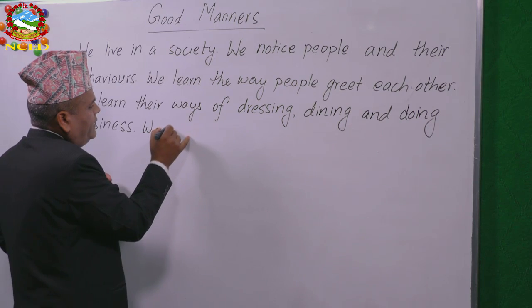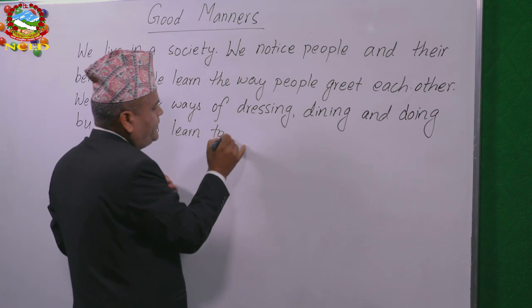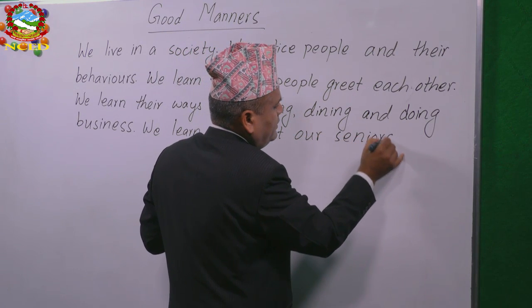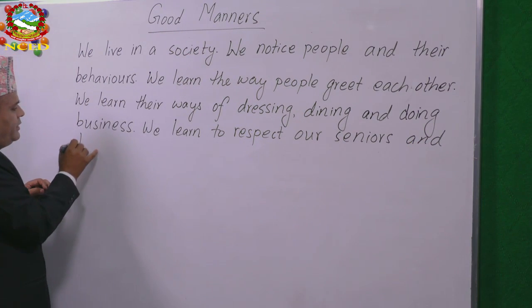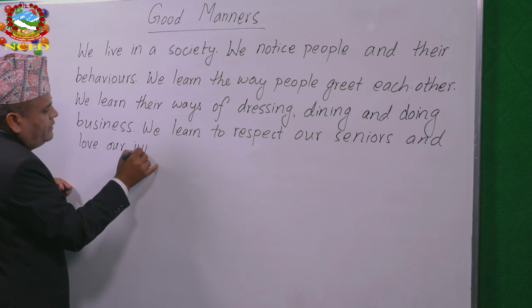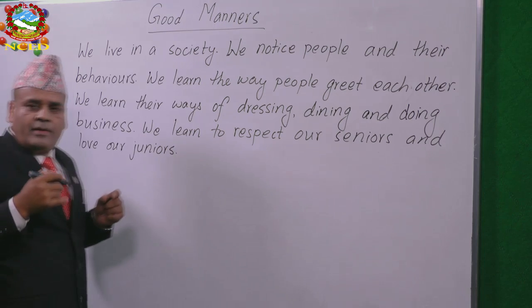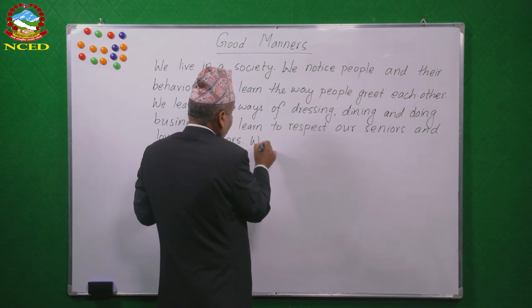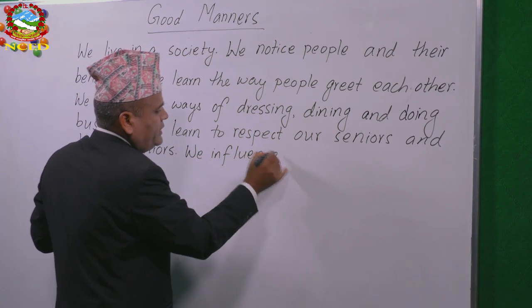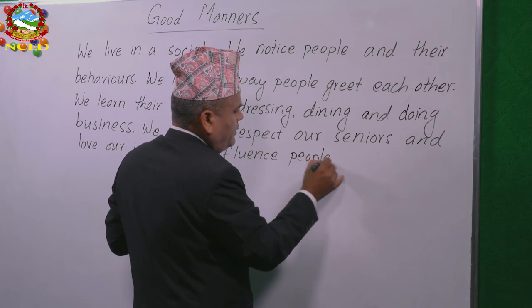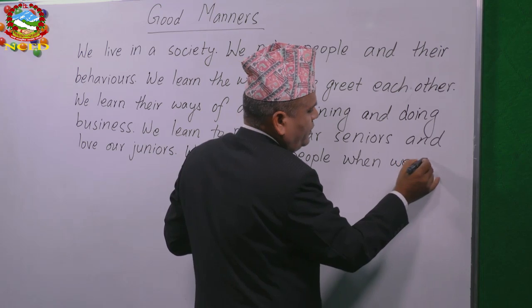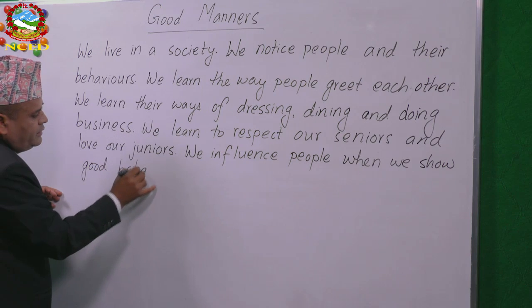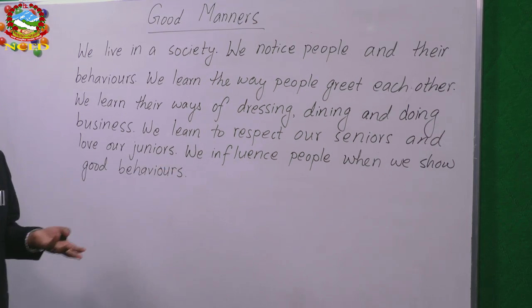Then we learn to respect our seniors and love our juniors. And our activities or our behavior influences, then we influence people, right? We influence people when we show good behaviors. We influence them, right?